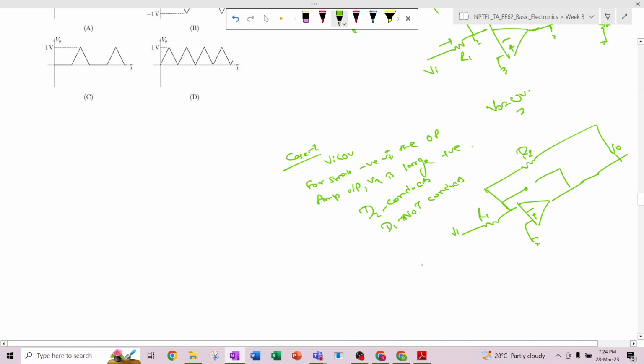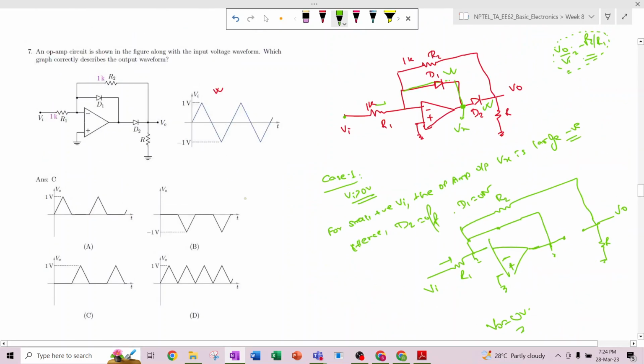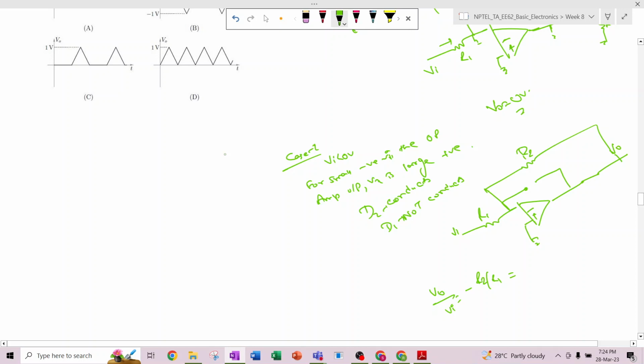Then we can see, so now this Vo versus Vi is nothing but an inverting configuration, so it will be minus R2 by R1. And what is the value of R2 and R1? It is given as 1 kilo ohm and 1 kilo ohm, right? So it will be minus 1k by 1k, that is minus 1. So the output will be minus Vi. Okay, yeah, so this is the thing. So it is the case of a small negative voltage.